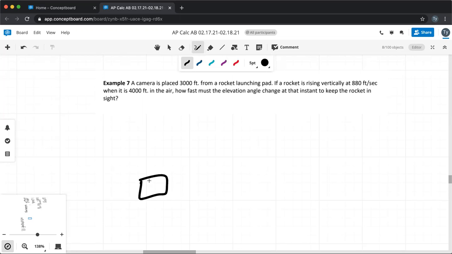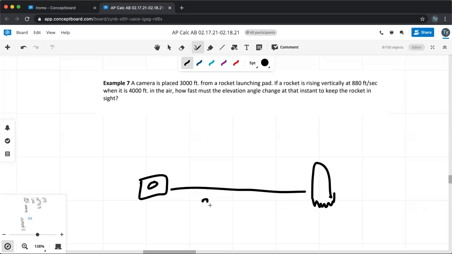So I have a camera right there, and there's a rocket. And the rocket starts on the ground. And they were placed 3,000 feet apart. The rocket's going to take off, but it's going vertically, right? So this 3,000 feet, no matter how high the rocket goes, the distance from the camera to where the rocket started isn't going to change. All right, so let's now imagine that the rocket has taken off.